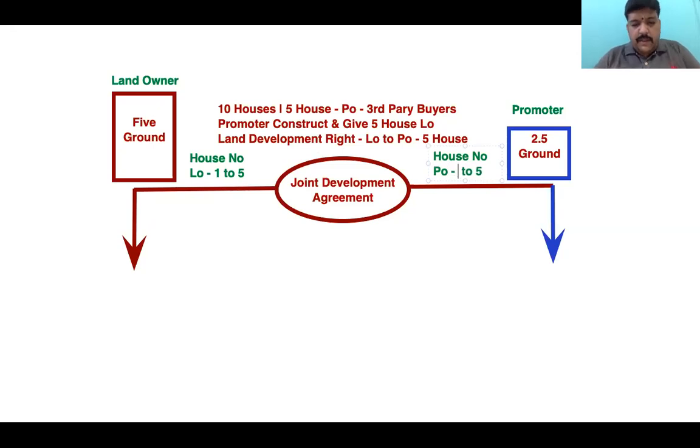Promoter share will be 6 to 10. Okay. Promoter, let me repeat, first this is what will happen. Promoter will sell the 5 flats.